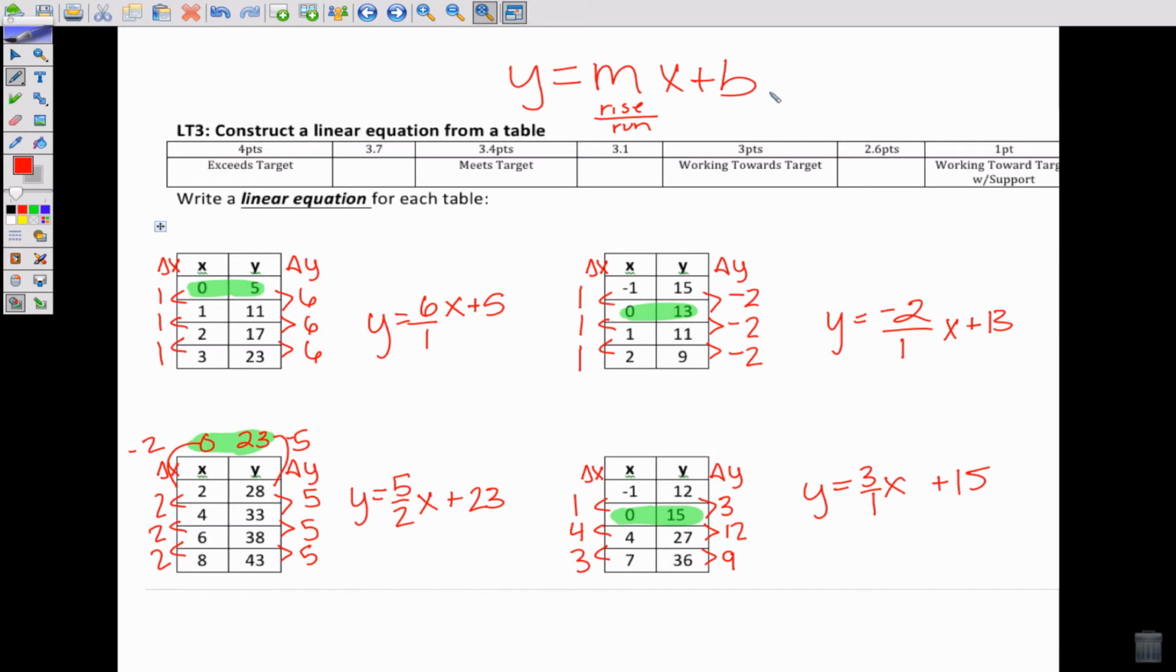Then we need our y-intercept, which is when x equals 0, y is our y-intercept. So when x equals 0, y equals 5, that's our y-intercept. x equals 0, y equals 13, that's our y-intercept. This one we had to go backwards, so minus 2 to get to 0, and y equals minus 5 to get to 23. So that's our y-intercept, and 0 and 15 gives us a y-intercept of 15 there. Go ahead, give yourself a score depending on how you did.